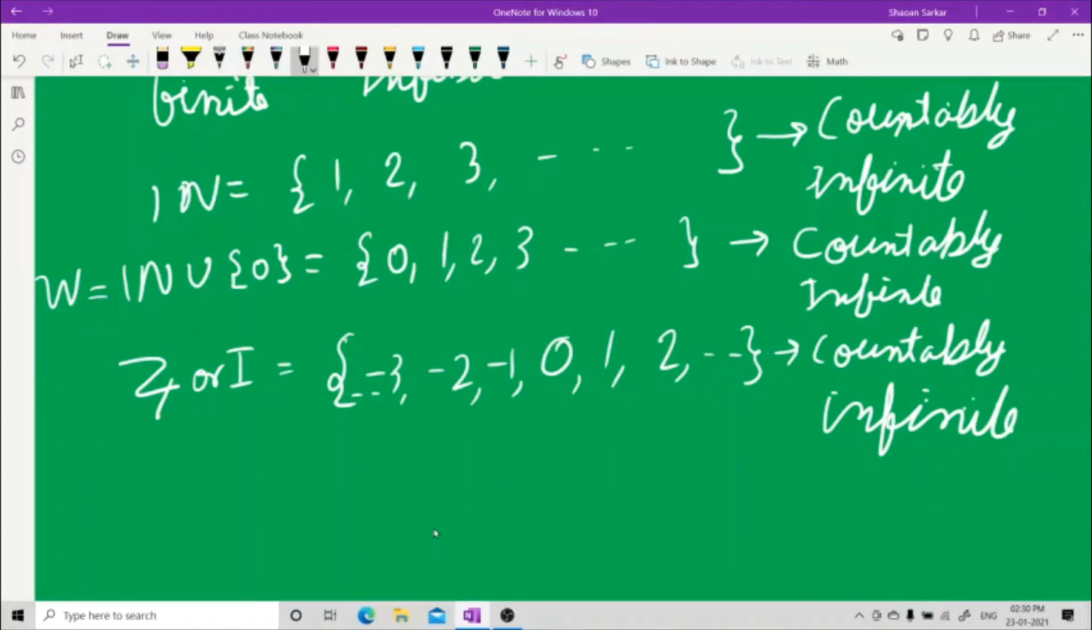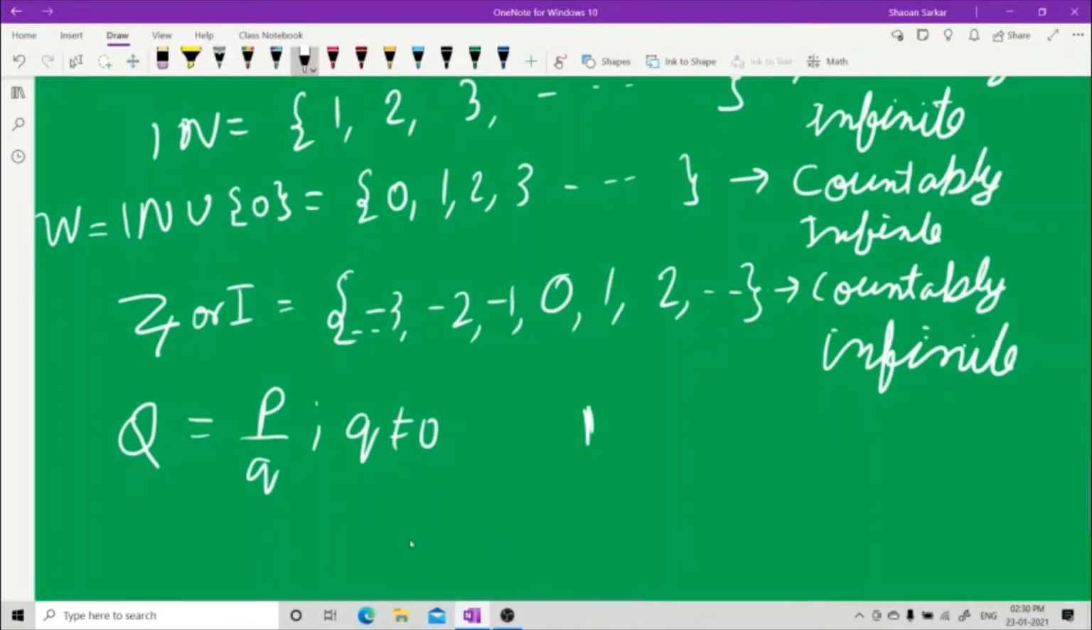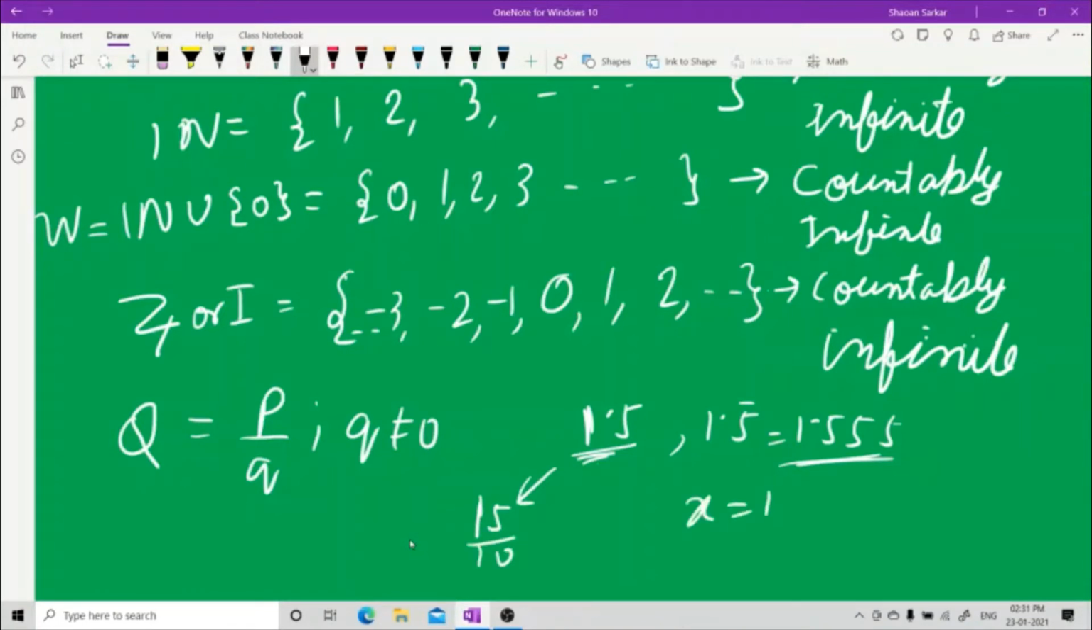Now you have countably infinite for Q, the rational numbers. This is of the form p by q, where q is non-zero. So let us take examples of Q. You have seen different numbers in smaller classes, 1.5 and 1.5 bar, which means 1.555. This is also a rational number. 1.5 can be written as 15 by 10. And how should you write the other one? Write x is equal to 1.5555 and so on and so forth.